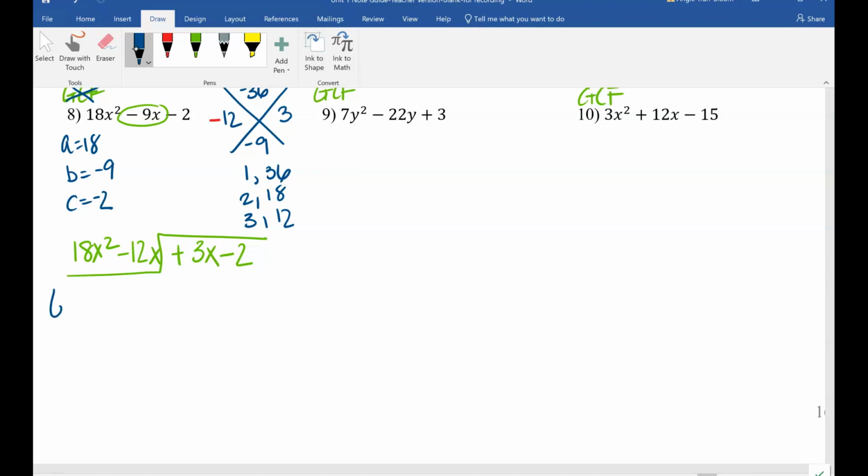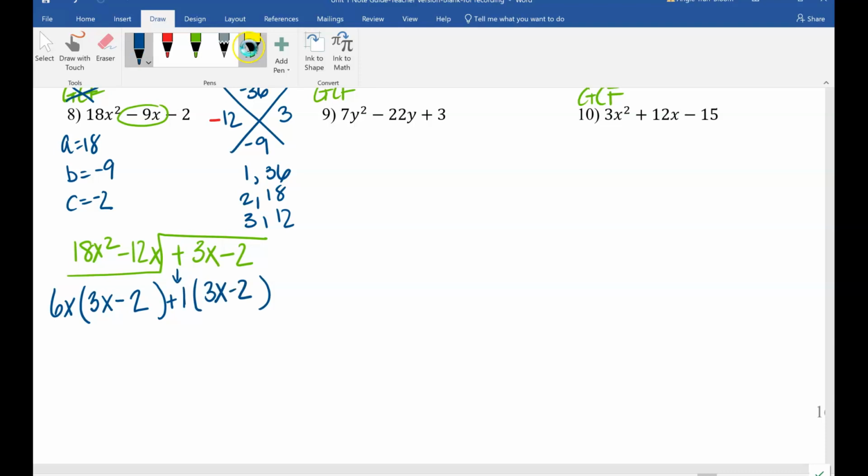Hopefully you said 6x. So if we take out a 6x, 18 divided by 6 is 3. X squared divided by x is now just x. Negative 12x divided by 6x is now a negative 2. Now this is a plus sign, so drop it down. Can you see that 3x minus 2 technically don't really have a greatest common factor except a 1? We still take out the 1, okay, in this case.